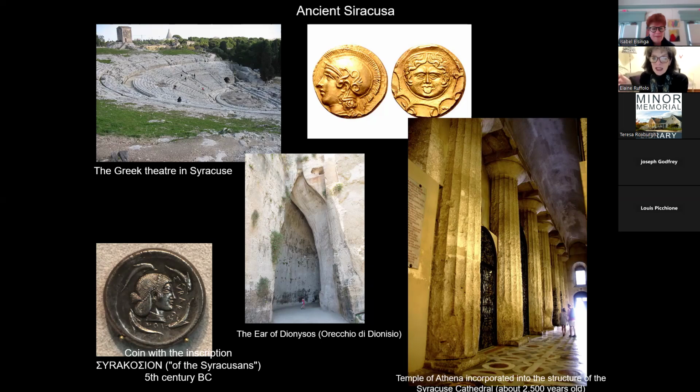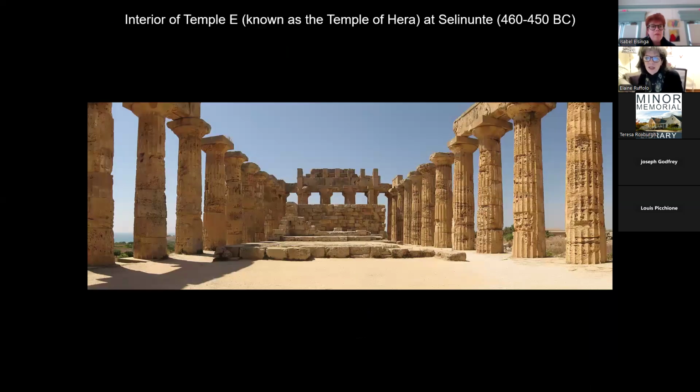And in fact, the best preserved Greek temples and objects are found in ancient Syracuse and along the coast of Sicily. Why is that? Because Sicily didn't undergo the Ottoman Turks in the way that Greece had, and because those cities became remote, people left it alone. And that's why we have these fabulous temples. This is at Selinunte.